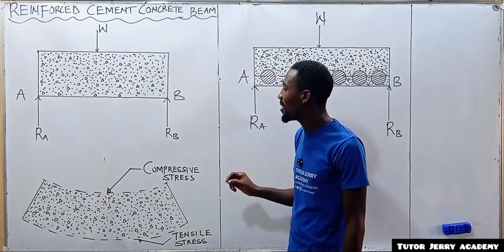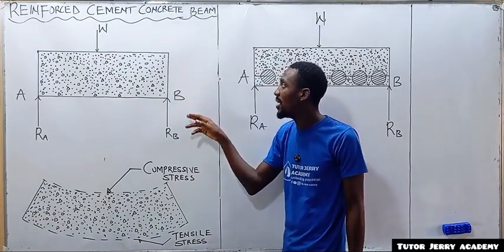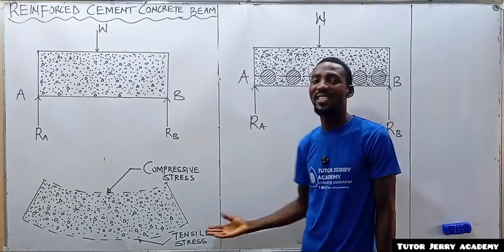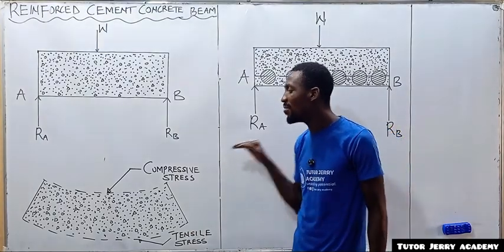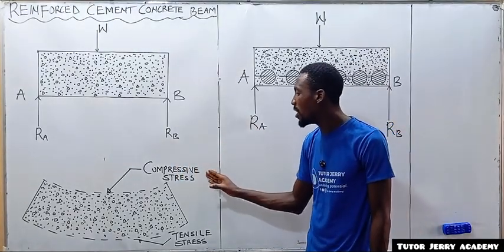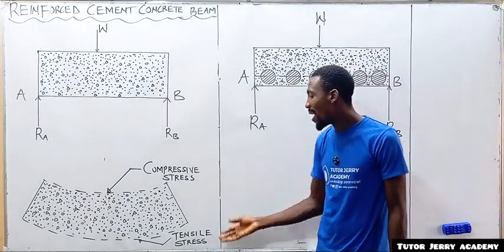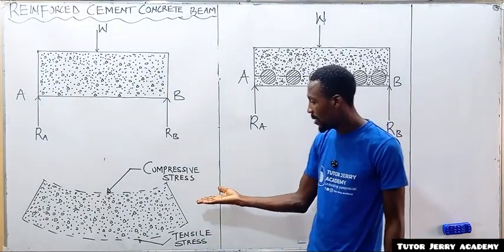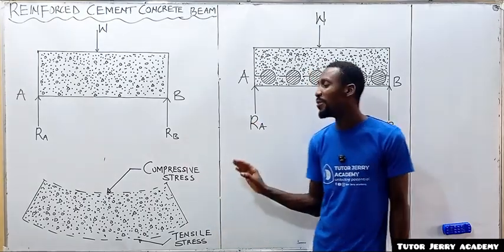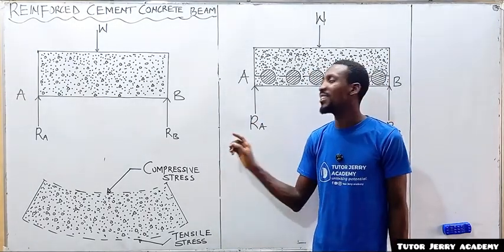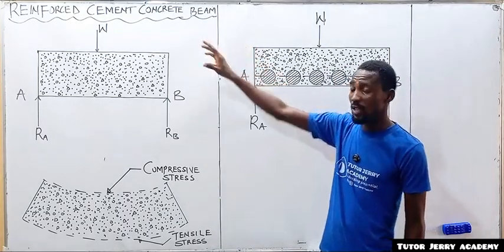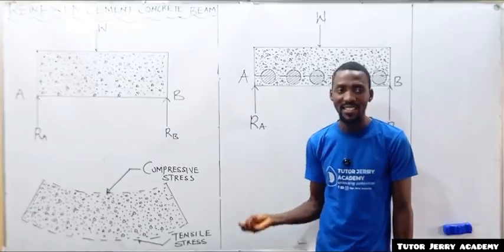So it therefore means that the top part of this cement concrete beam undergoes compressive stresses, while the bottom part undergoes tensile stresses. All our compressive stresses developed in this beam will be properly taken care of, because we know that cement concrete is extremely good in compressive stress. But all our tensile stresses developed in this kind of beam will lead to failure and cracking of the beam. In order for us to prevent the failure and the cracking of this beam, that is why we need to reinforce this beam. Do you understand? That's why we need to reinforce this beam, in order to eradicate the failure and the cracking.